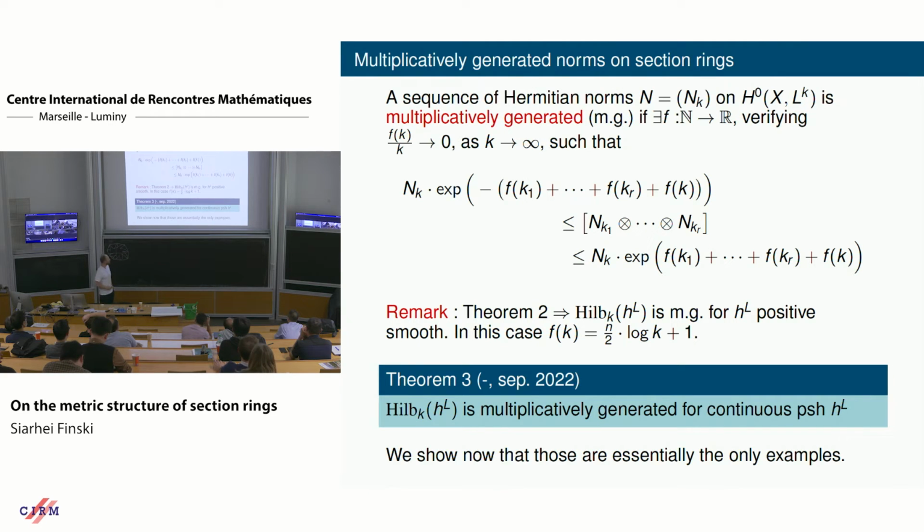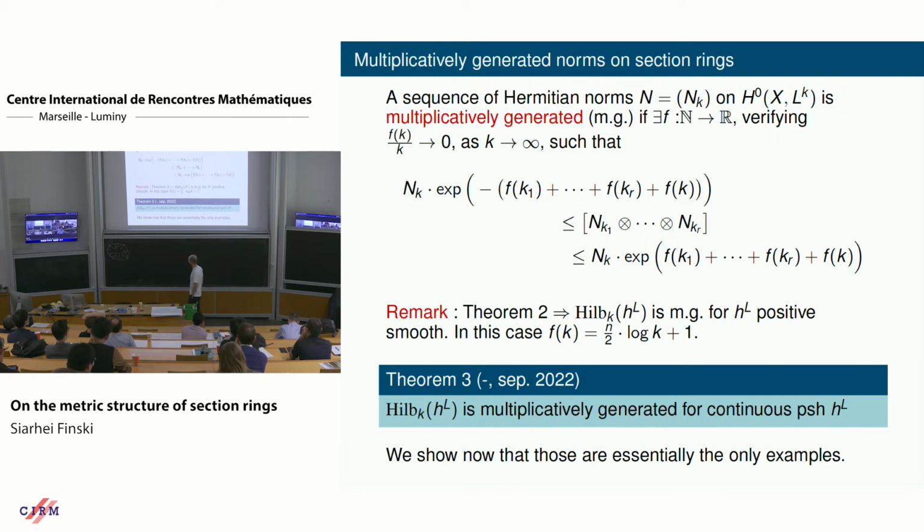Okay? And what I will describe right now is that essentially those are the only examples of multiplicatively generated norms. So in other words, this multiplicatively generated condition is exactly the algebraic condition we've been searching for to classify our metrics. But if you think about it, how would we prove such a statement? To prove such a statement is essentially to prove that for any sequence of multiplicatively generated norms, you will be able to associate a continuous PSH metric on your line bundle, and then you will need to prove that the hilps associated to this continuous PSH metric will be equivalent to our initial metric.